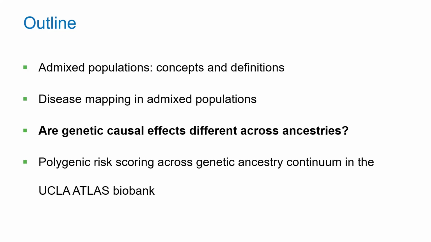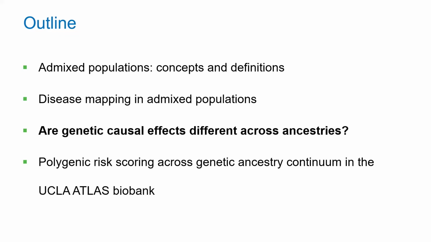Okay, so hopefully I convinced you that we have a lot of statistical methods to do mapping in admixed populations. There are many more. I'm happy to talk more about them, but the fundamental question here that you might have is, how do we select among these methods? What is our guiding principle? And what's fundamental there is whether we believe that the causal effects are the same or not across ancestry.